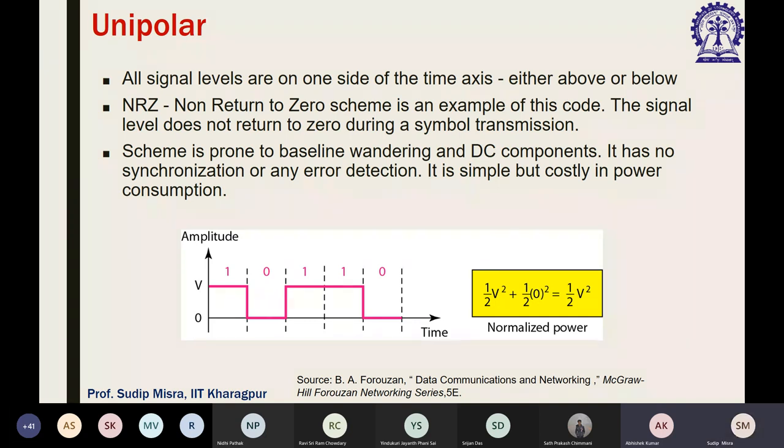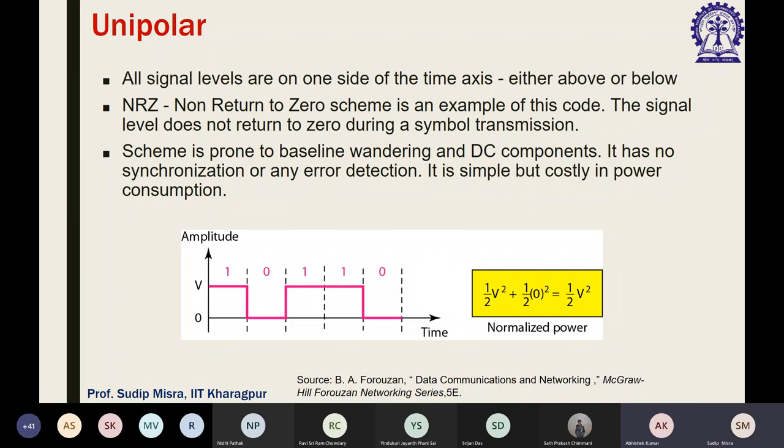Now, this scheme is very plain and simple. It can be used, but there are certain problems with this scheme. We need to understand that this scheme suffers from something called baseline wandering and the existence of a DC component. So we need to understand what these two things are.